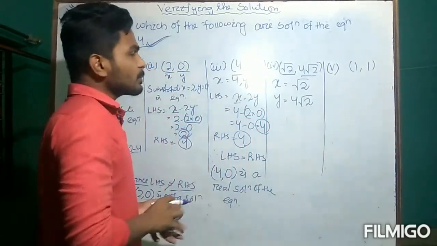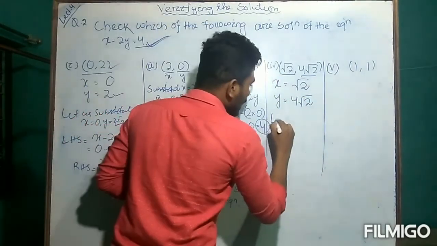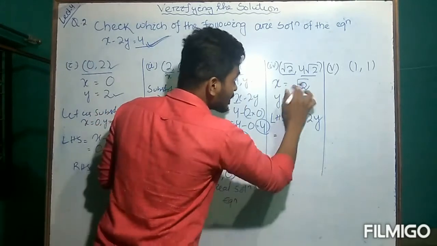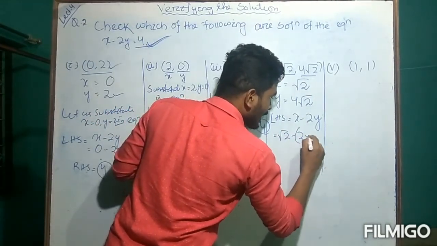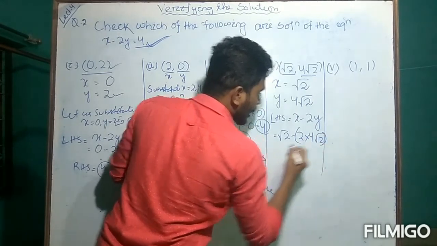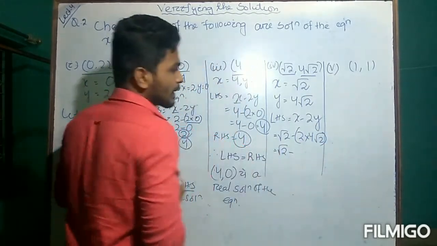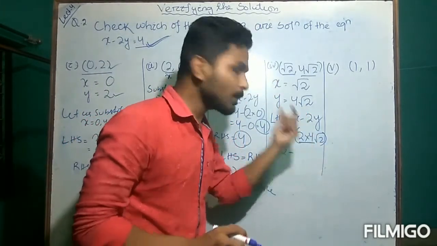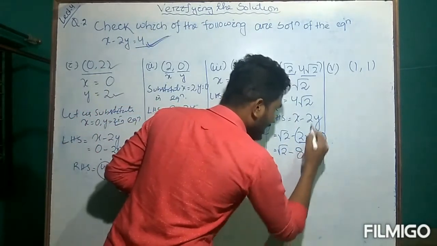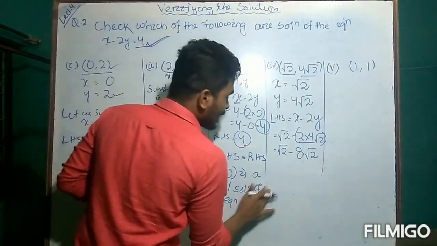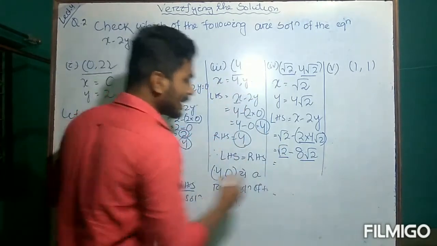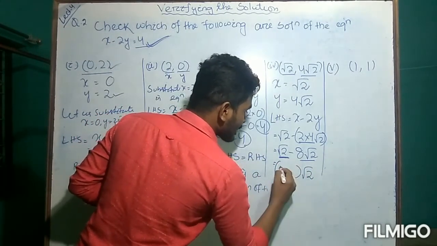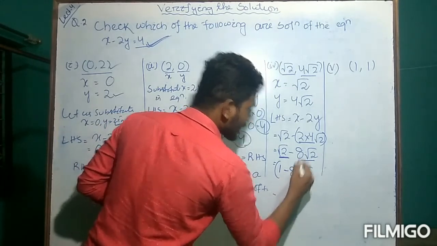Now the fourth pair of solution. Here we are given x to be root 2 and y to be 4 root 2. Now substitute these two values in the equation. Hence our LHS will be x minus 2y. So x is root 2 minus 2 into y, which is 4 root 2. So it will be root 2 minus, since 2 and 4 are two rational numbers, multiply them first. So 2 into 4 is 8 root 2. Now from these two terms you can take root 2 as common. So when root 2 is taken as common, it will be 1 and the remaining part is 8.